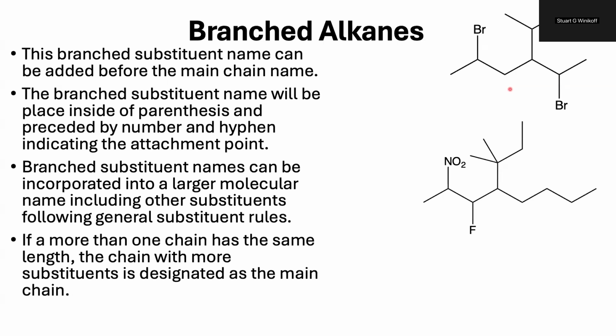And again, if I have more than one chain that has the same length, the chain with more substituents is designated as the main chain. So for example, let's look at our branching point here. So I have one branching point here. If I track it out, I can go 1, 2 or 1, 2. So either way, I have a 2-carbon substituent. However, bromo, again, comes before the methyl, and it's a little bit bigger.